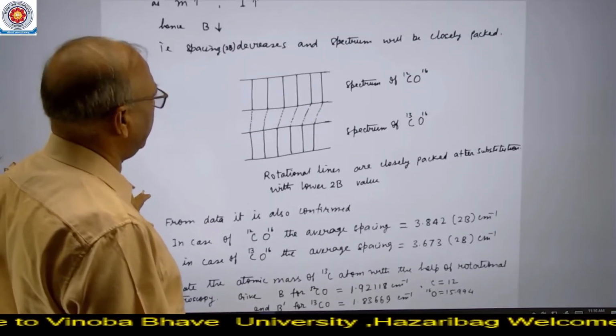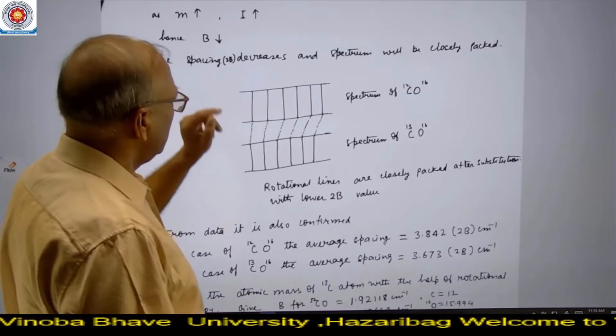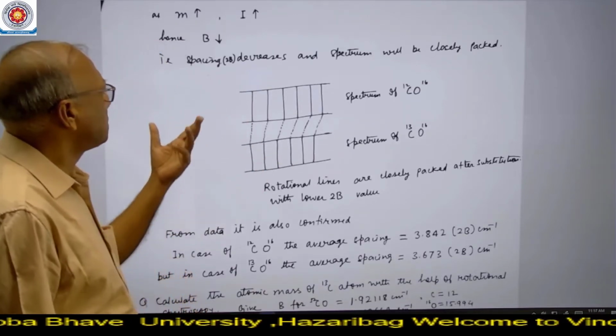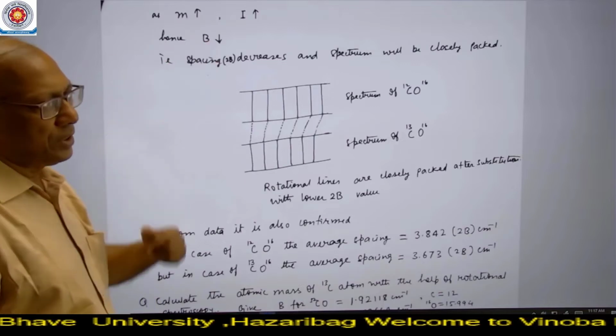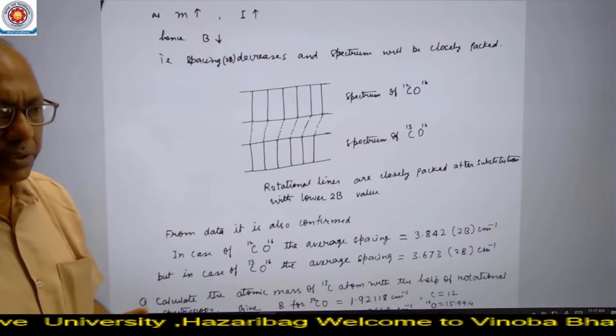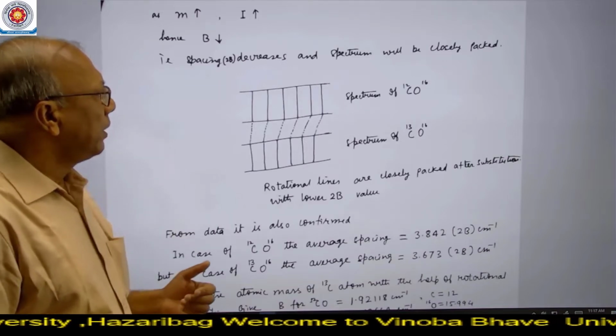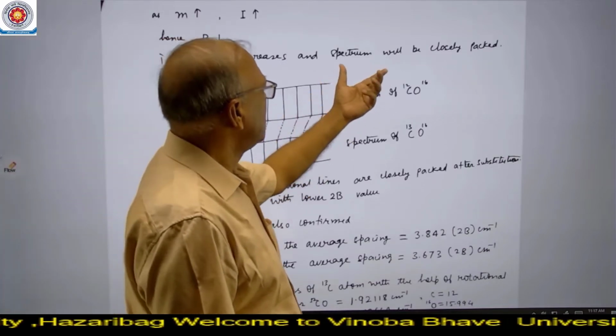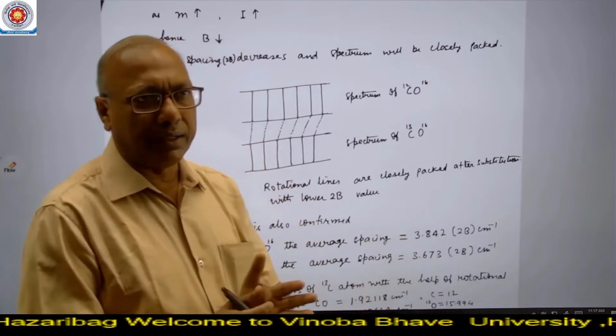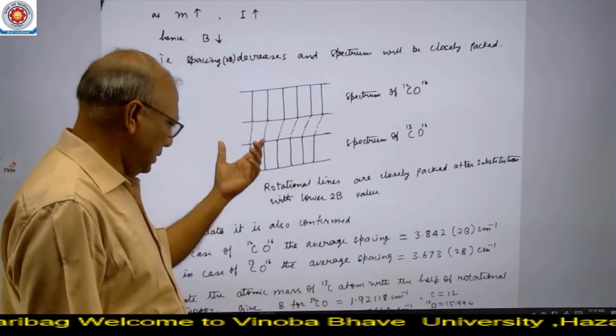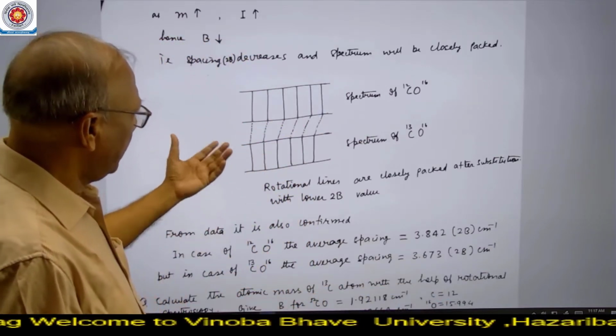So what will happen? The net result will be that spacing decreases. Since B is decreasing, 2B will be decreasing, and therefore spacing will decrease, and the result will be that the spectrum will be closely packed. Let us see the figure.